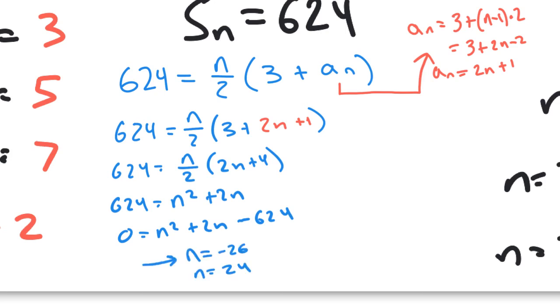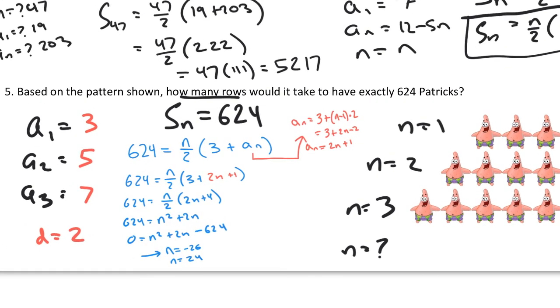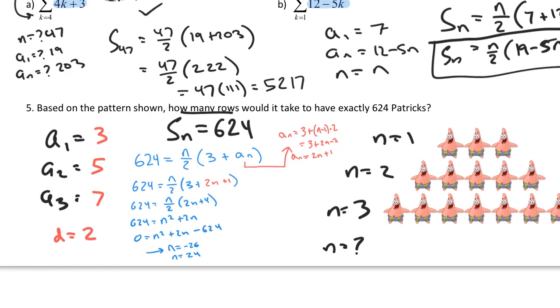So you end up with a quadratic because we don't know n, and when we plug into our formula with a sub 1 plus a sub n, the first term and the last term, again, I don't know what the last term is. I don't know how many Patricks are in that last row. So I have to end up solving with an n involved in the problem. And you get this quadratic.